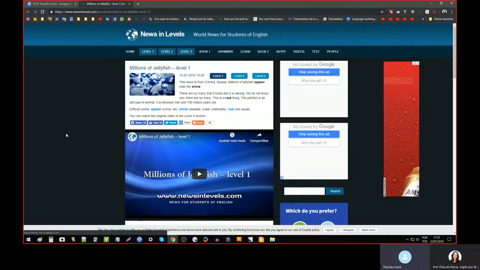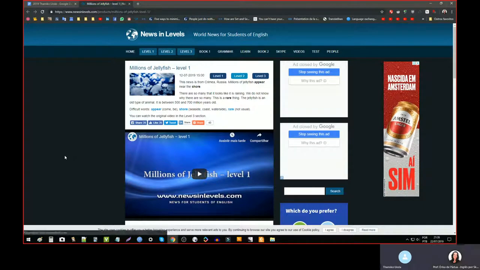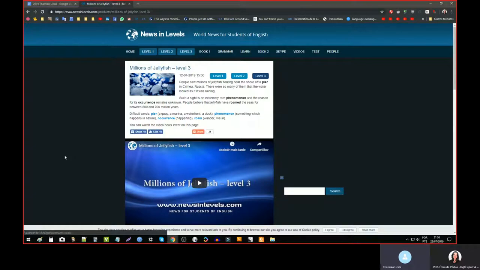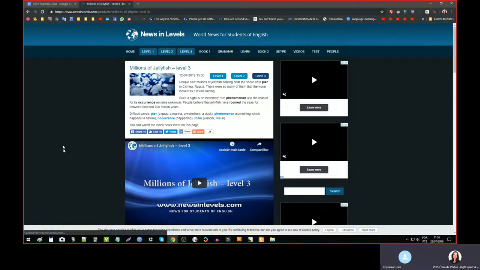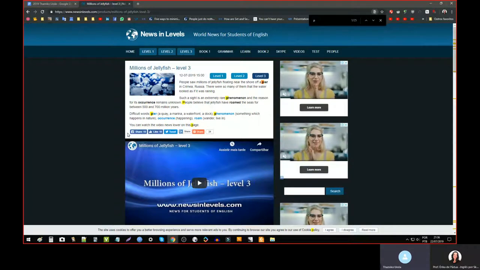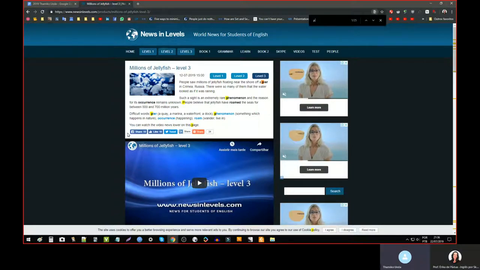People saw millions of jellyfish floating near the shore of a pier in Russia. There were so many of them that the water looked as if it was raining. This sight is an extremely rare phenomenon, and the reason for its occurrence remains unknown. People believe that jellyfish have roamed the seas for between 500 and 700 million years.